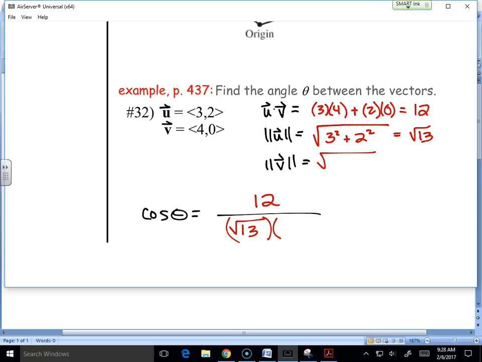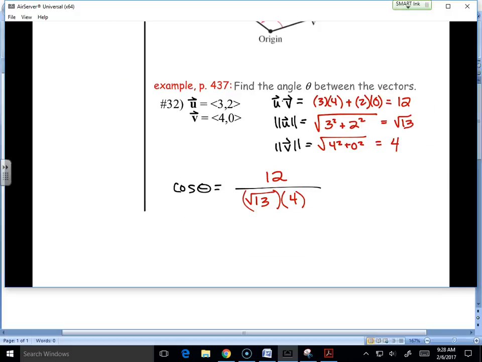Magnitude of v, take its components. 4 squared plus 0 squared. That's annoying. 16 plus 0 is 16, square rooted is 4. How do we finish our formula? Well, I guess you could reduce a little bit. 12 and 4 is 1 and 3. But long story short, at the end of the day, to get to theta, what are we going to do to both sides, guys? Yeah, you're going to have to use cosine inverse, right? Get rid of that cosine. Theta is equal to cosine inverse of all that jazz.